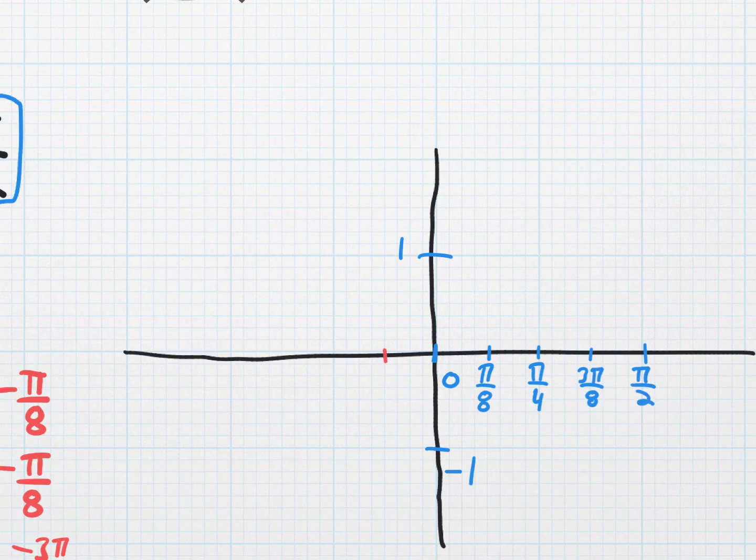Exact same points, just in the opposite direction. A negative pi over 2, a negative pi over... Oh, sorry, I did that backwards. A negative pi over 8, negative pi over 4, negative 3 pi over 8, and then a negative pi over 2.